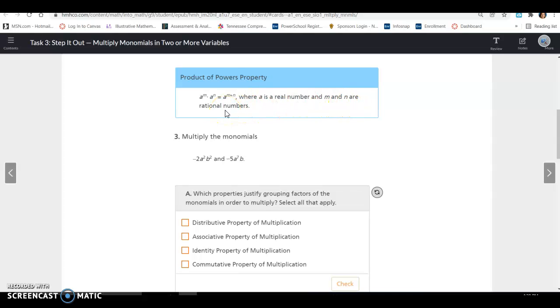are rational numbers. So if I want to multiply the monomials, negative 2a squared b squared and negative 5a to the 7th b to the 1st, which property justifies grouping factors of the monomials in order to multiply? Alright, so that would be the commutative and associative property. Basically it means we can rearrange those and group the numbers together and then group the variables together.